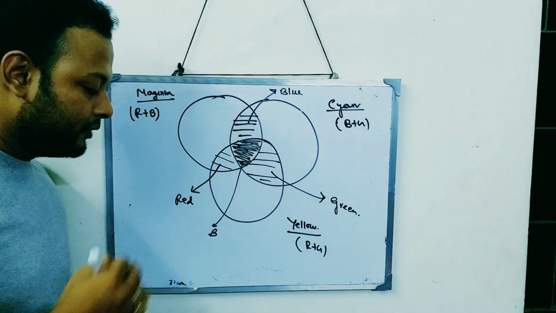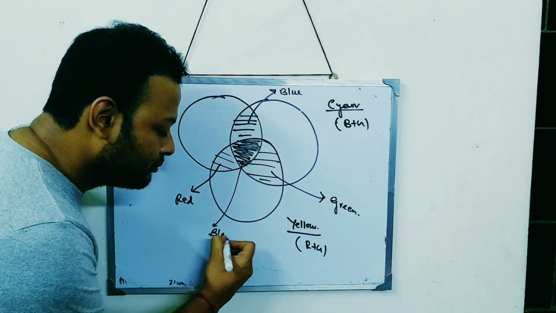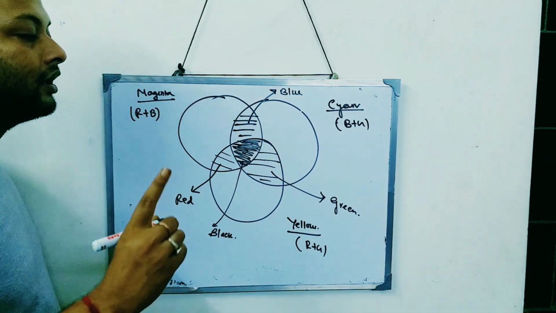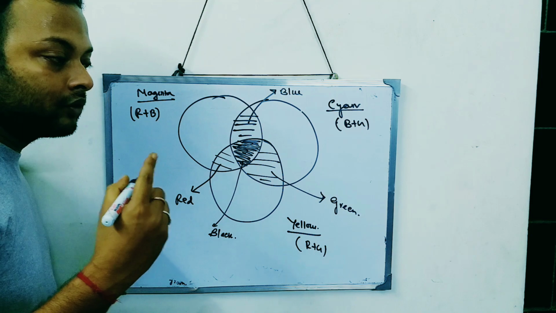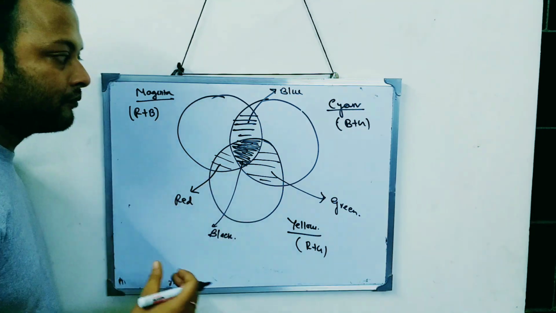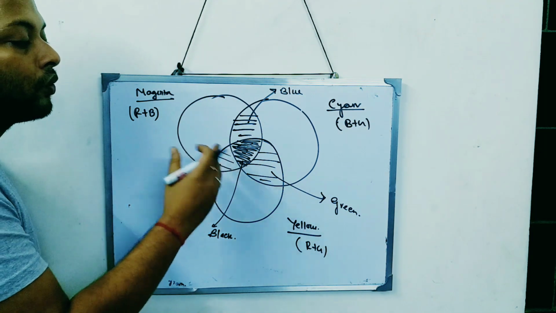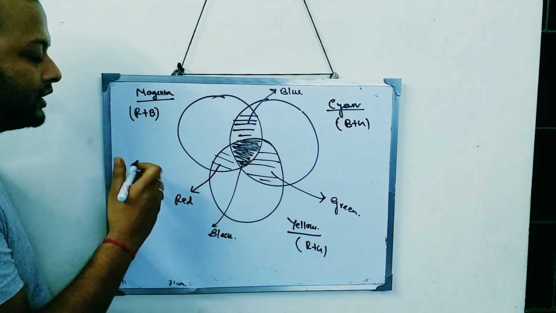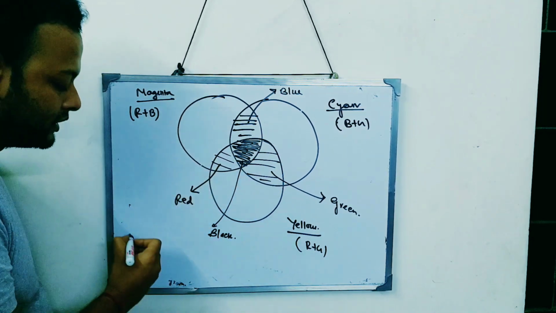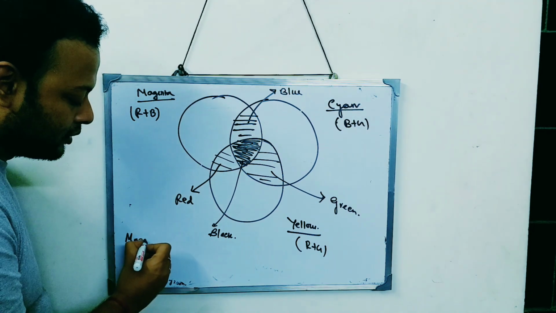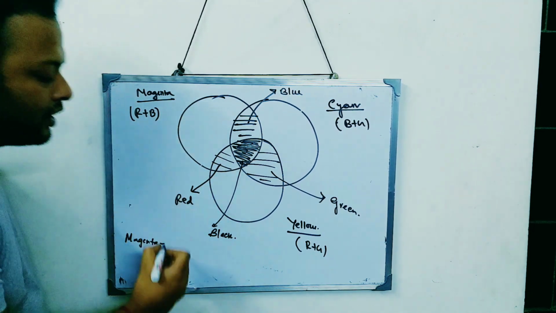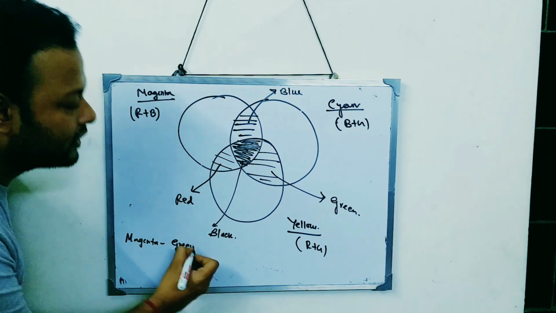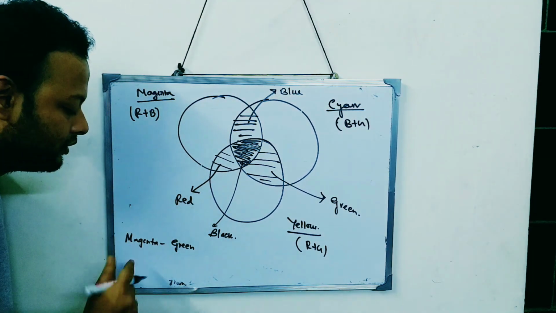So why it appears black is that this appears black. Why? See what I'm trying to say. Magenta, over here, magenta will absorb which color? Magenta absorbs the green color. It reflects the red and blue, but it absorbs the green.